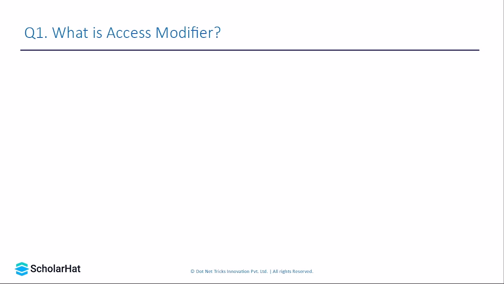So what is access modifier? This is one of the most important topics in OOPS and in the C# programming language, and this is asked in multiple interview questions. They can ask this question like, explain the access modifier, or what are the different types of access modifier available in C#, or what is the role of access modifier in C#. So we'll discuss all those topics now.